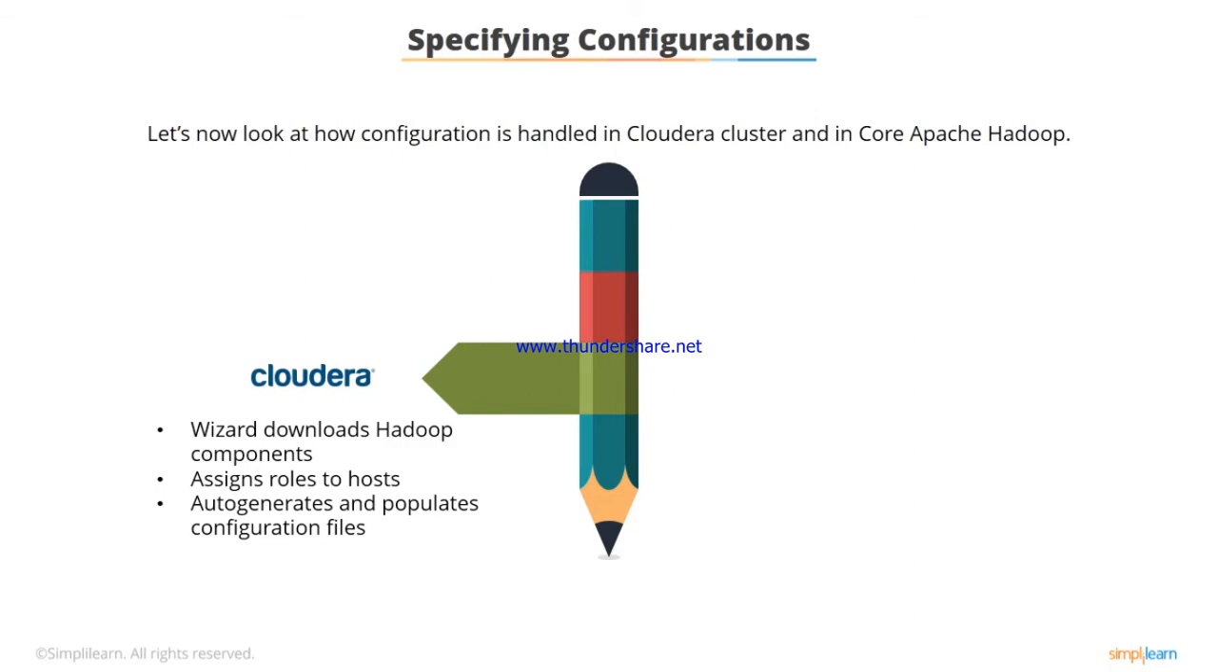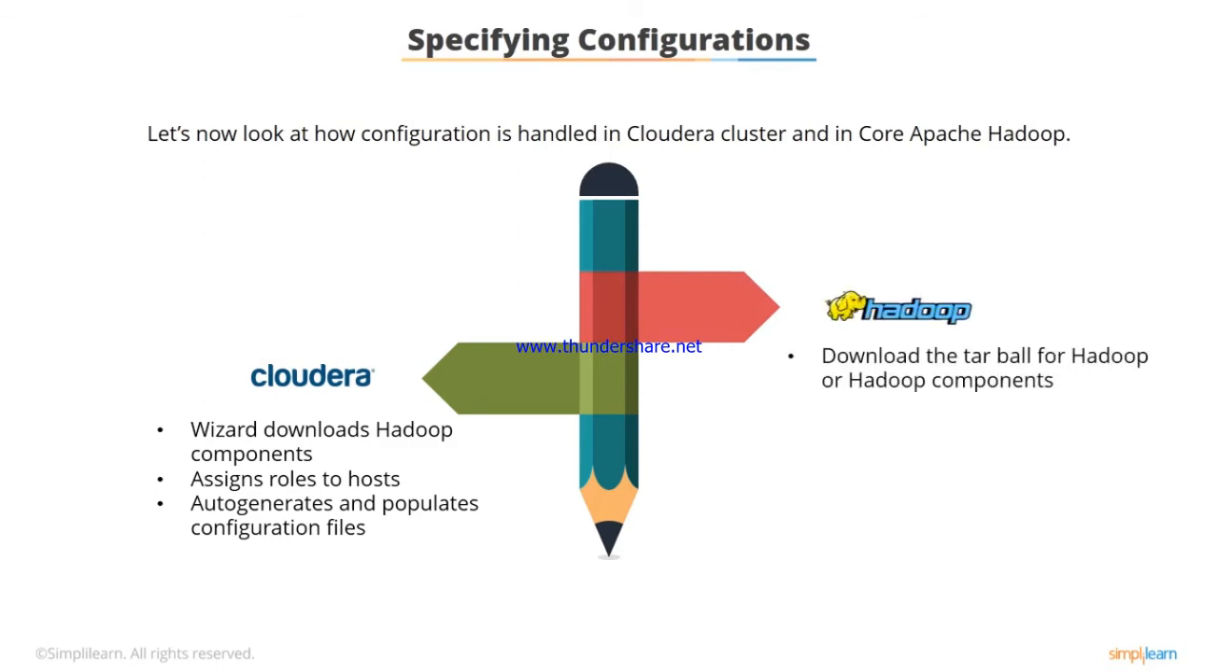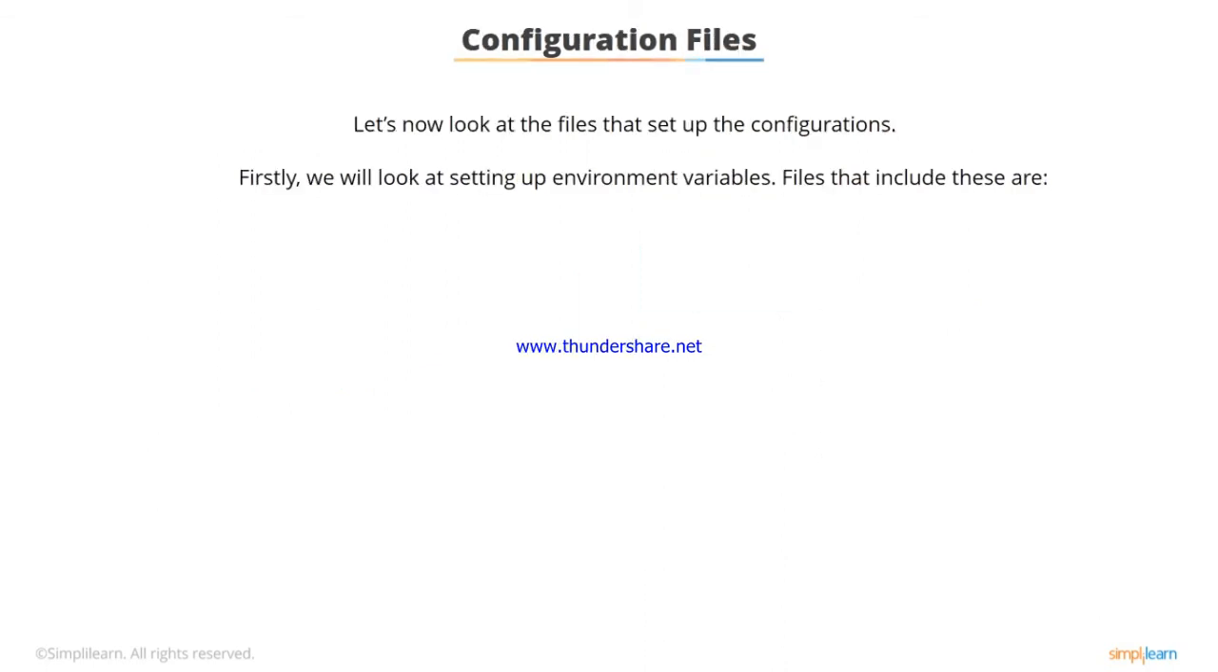delete, or disable properties. In contrast, in the core Apache Hadoop cluster, the admin has to manually download the tarball for Hadoop or Hadoop components, untar it, and edit the configuration files manually and differently on different hosts. This was demonstrated in the Apache Hadoop cluster setup and Cloudera Distribution for Hadoop, or CDH, setup demo. Let's now look at the files that set up the configurations.